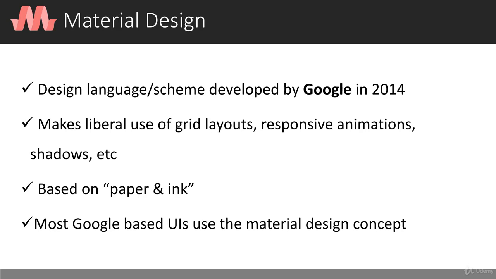All right, so what is material design? It is a design language or scheme that was created by Google back in 2014. It makes very liberal use of grid layouts, responsive animations, shadows, and a bunch of other concepts that you'll notice throughout the course. It's based on an expandable paper and ink look, so it's supposed to reflect physical surfaces and edges with shadows and almost a 3D real-life look.